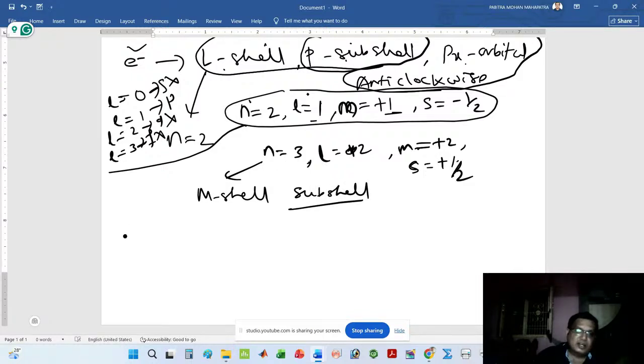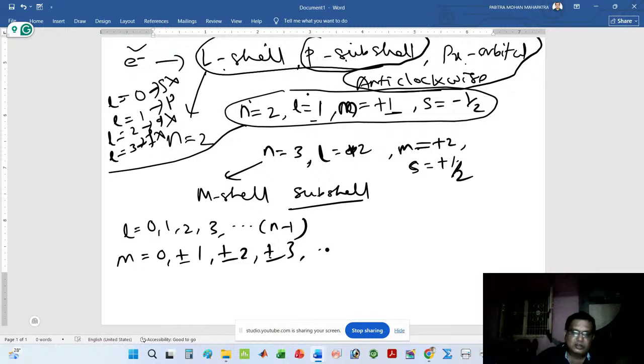We know that L is equal to 0, 1, 2, 3, 4 dot dot n minus 1. M is equal to 0, plus or minus 1, plus or minus 2, plus or minus 3 dot dot plus or minus L. Now put here, if n is equal to 3, then 3 minus 1 is 2, that means it's 0, 1, 2. If n is equal to 3, then it has 3 subcells: 0, 1, 2.